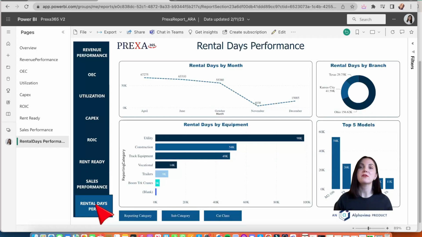And the last one in our reporting package is rental days performance. This indicator measures the number of days that equipment is being rented out. A high rental days performance indicates a strong demand for the equipment and a successful business.